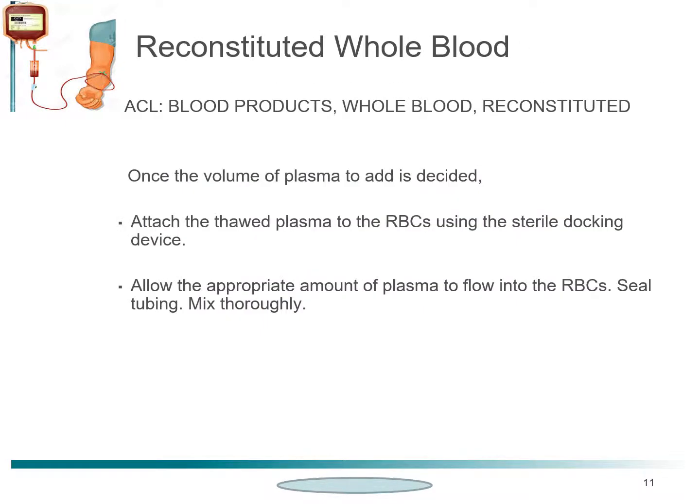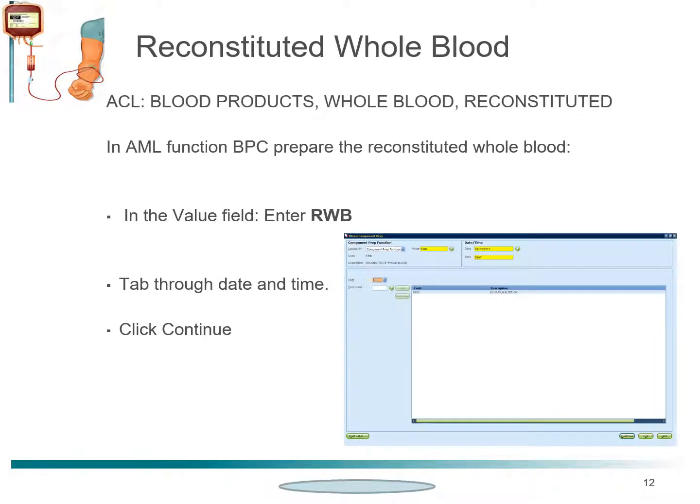Once the volume of plasma to add is decided, attach the thawed plasma to the RBCs using the sterile docking device. Allow the appropriate amount of plasma to flow into the RBCs. Seal the tubing and mix thoroughly. In AML function BPC, prepare the reconstituted whole blood. In the value field, enter RWB. Tab through date and time. It will assign the date and time automatically, and then click Continue.